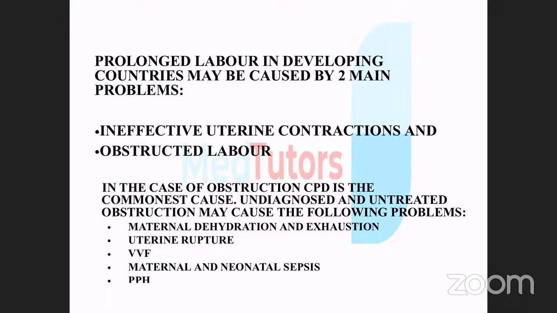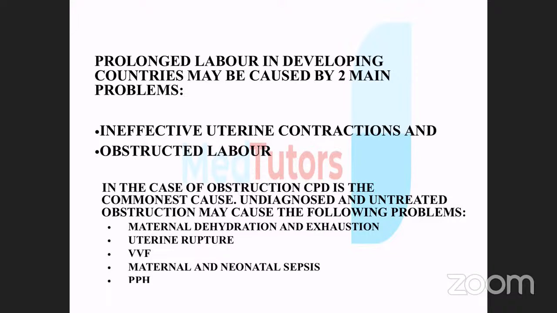Now, in the case of obstruction, CPD is the commonest cause. Why do you say CPD? It's because the commonest presentation is cephalic presentation, and therefore the commonest cause of obstructed labor is cephalopelvic disproportion. When the size of the passenger's head and the size of the passage are a misfit, one is smaller than the other, one is bigger than the other, that's when you have cephalopelvic disproportion.